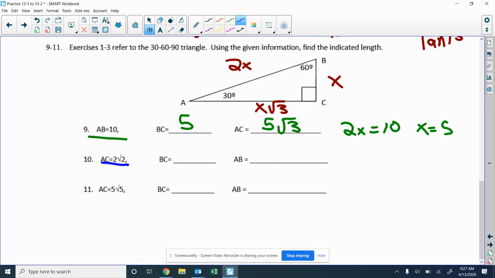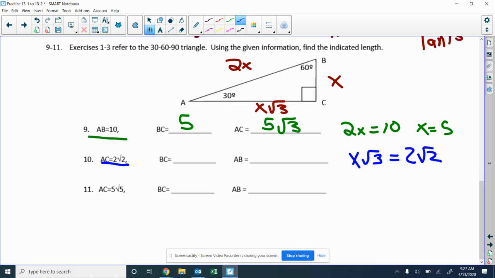And that's because AC, so A to C, is 2 square roots of 2. So x is equal to... AC is x square roots of 3. Let me fix that. X square roots of 3 is equal to AC, which is 2 square roots of 2. Now this one's a lot harder.